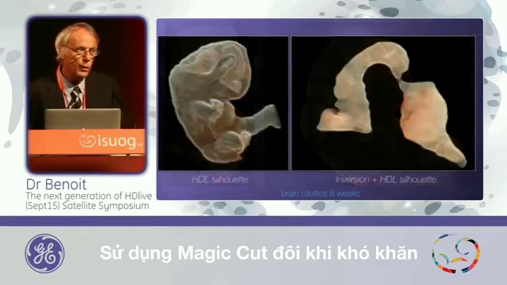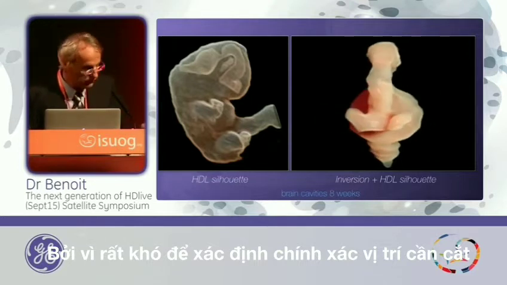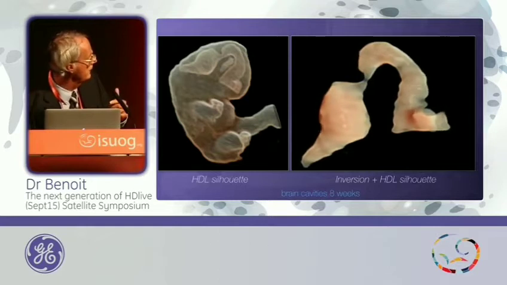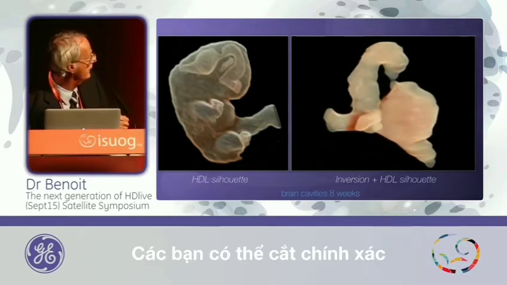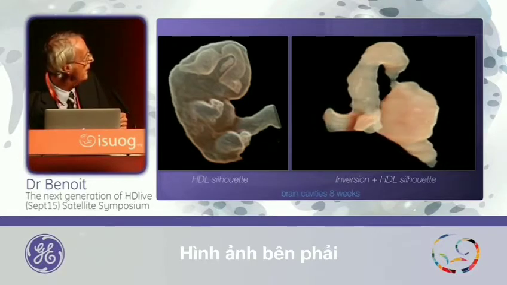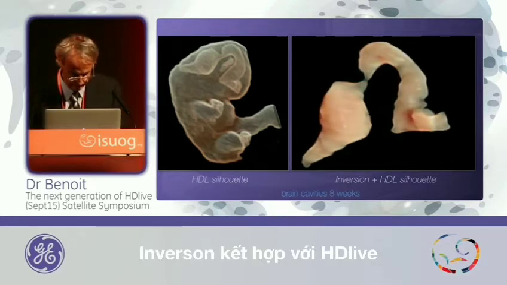Using the magic cut was quite difficult before because it was really difficult to know where it was possible to cut. But now, with this mode, you can clearly, first you choose the silhouette. You can cut exactly and extract the brain vesicles. And this is a result with inversion and also with HD Life.